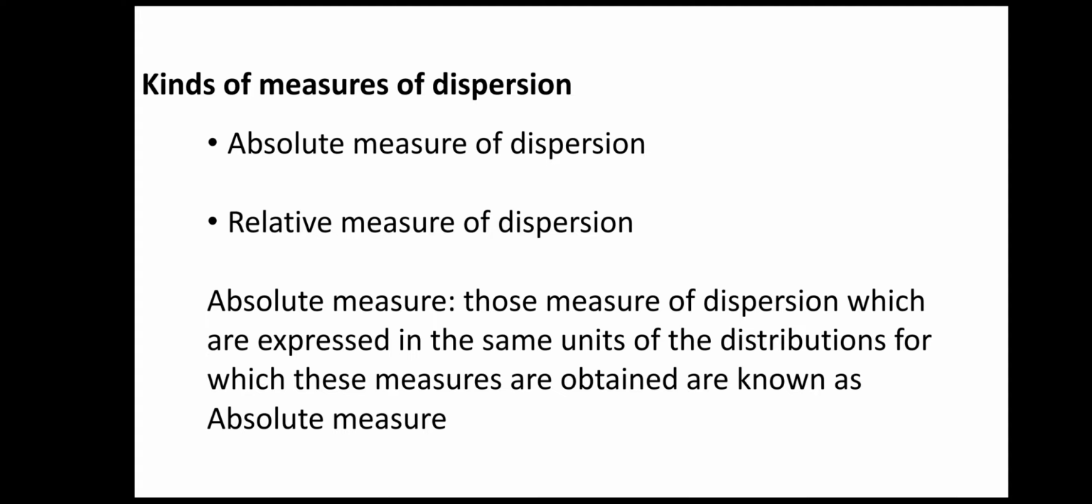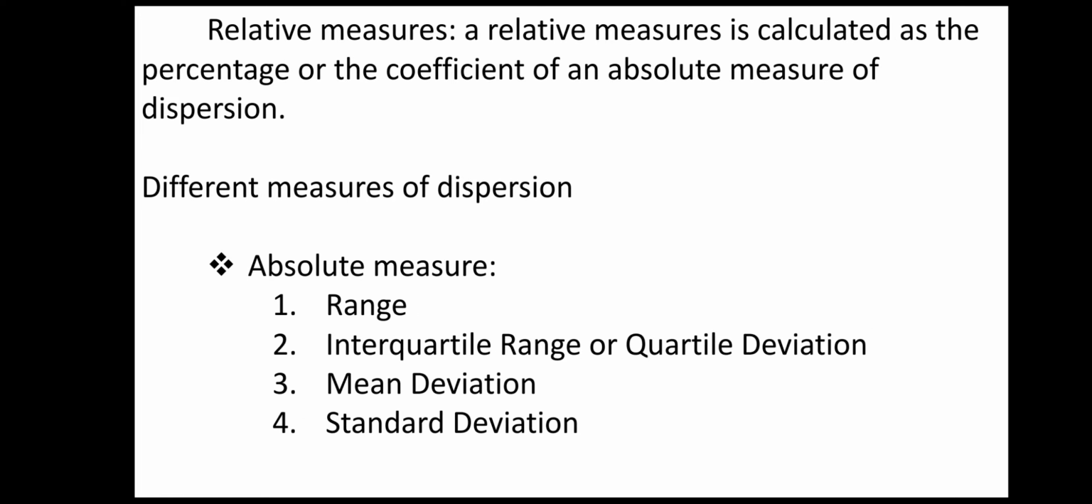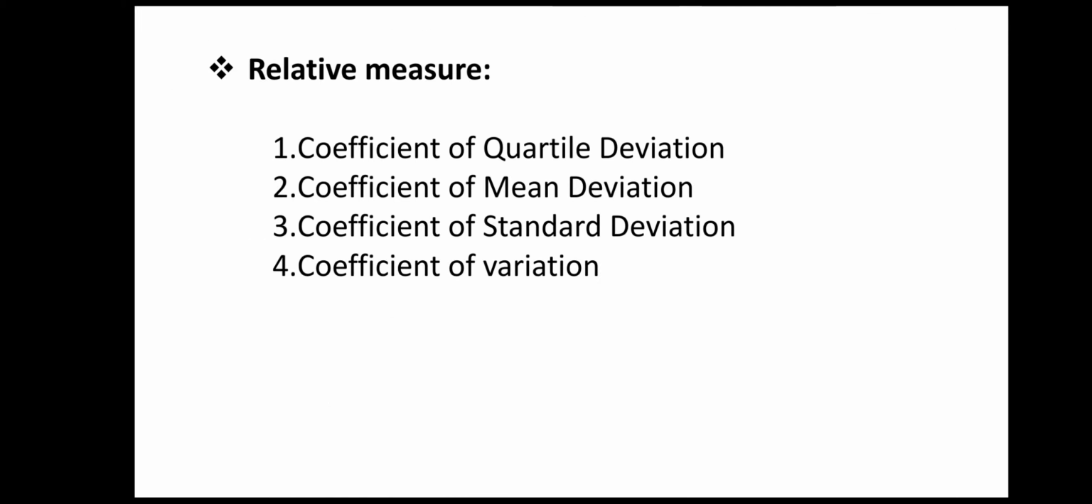How are we going to present it? This is absolute measure. What is relative measure? A relative measure is calculated as the percentage or the coefficient of an absolute measure of dispersion. We consider the absolute measure and we measure in percentage. This is called a relative measure. Different measures of dispersion, absolute measures: range, quantile deviation or interquartile range, mean deviation and standard deviation. Relative measures are coefficient of quantile deviation, coefficient of mean deviation, coefficient of standard deviation and coefficient of variation.